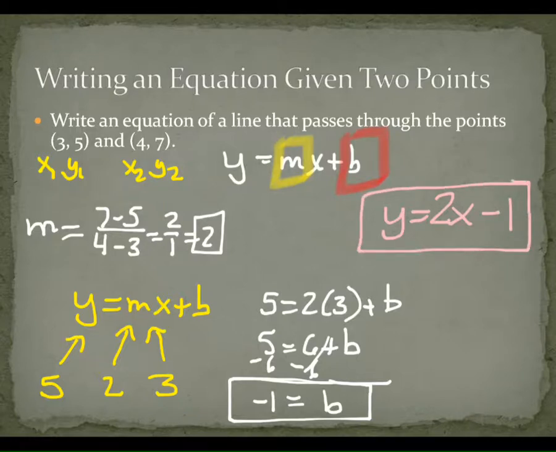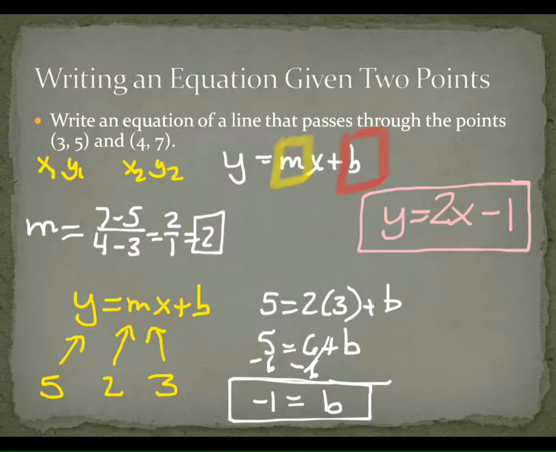Yes? Since the y, or the y1, that's a 5, why can't you do 5 minus 7 on this point? If you did 5 minus 7, you'd get negative 2 here. Then you'd do 3 minus 4, which would get negative 1. So negative 2 over negative 1 would be positive 2 still. Right, you could do it that way. You're right. I just picked that way to do it.